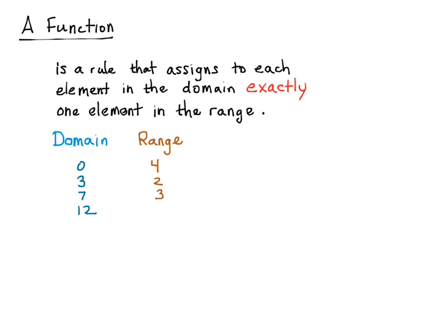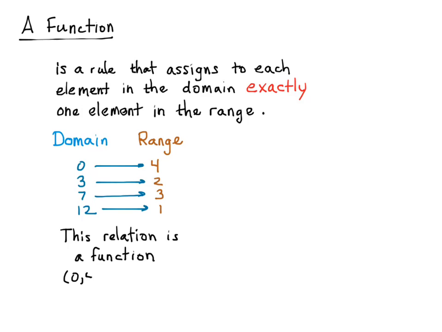Okay, so let's choose some numbers here, 0, 3, 7, and 12, and I have some numbers in my range, 4, 2, 3, 1, and make that assignment. This relation is a function. I could notate this function as a set of ordered pairs.